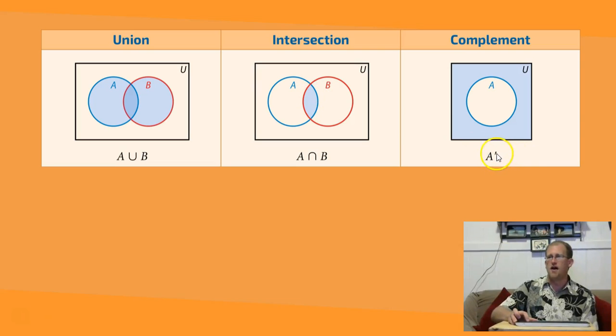Then I could say not A, or the complement of A, and then here's the universe, here's A, and the answer is everything that is not A in the universe. Okay? So that's just some pictures to help you with some of these definitions. Let's look at a couple of examples.